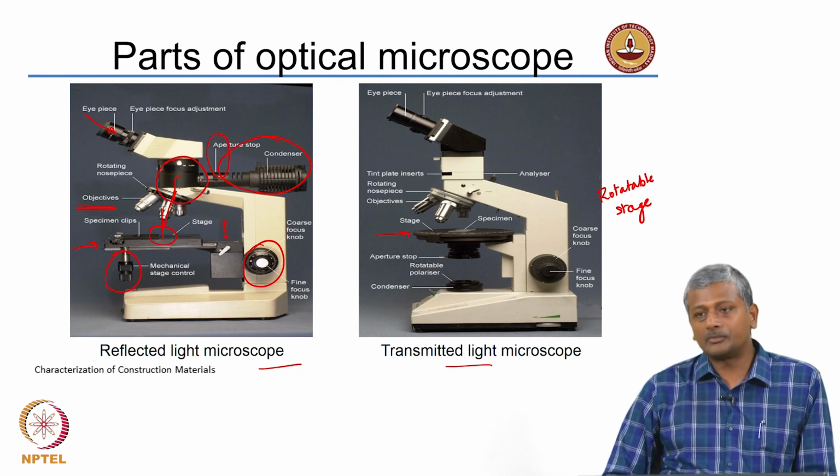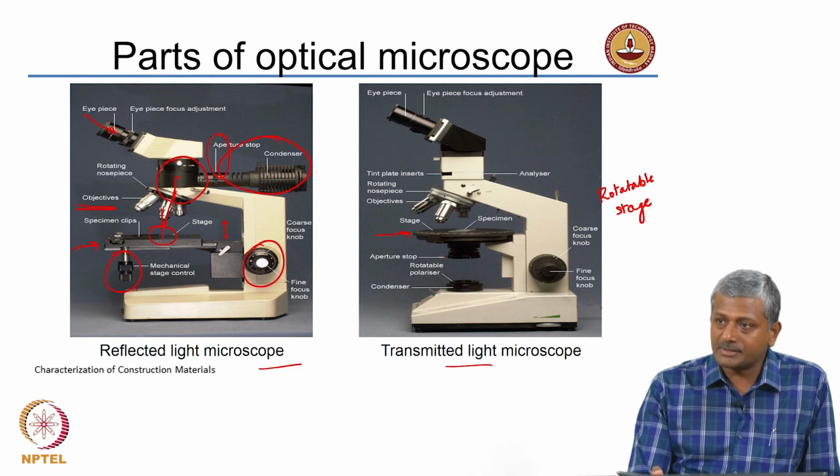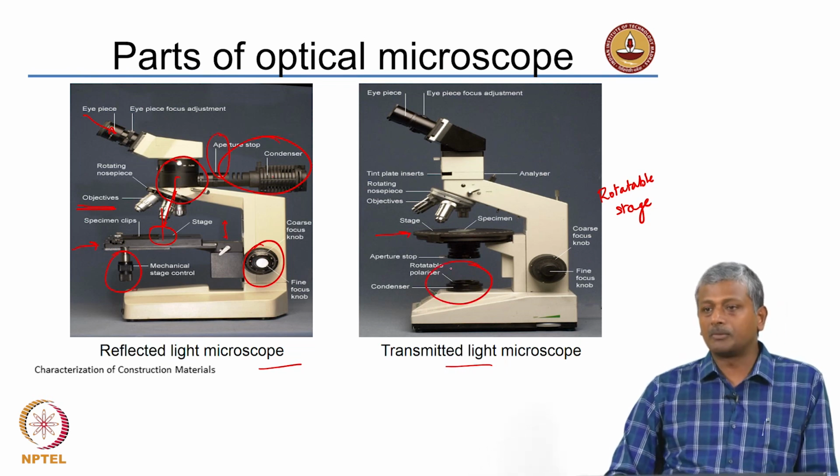Okay. Now, moving on to this transmitted light microscope, obviously because it is transmitted light, the light source is located at the bottom of the microscope.